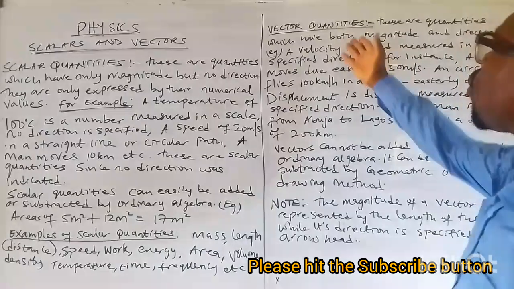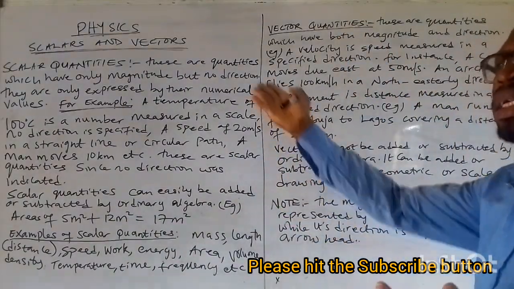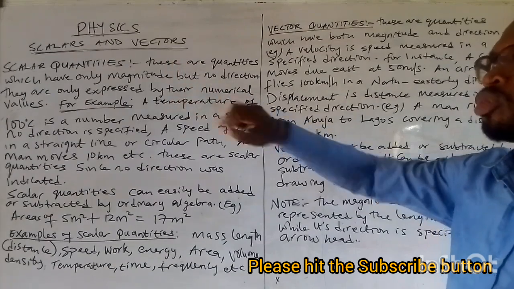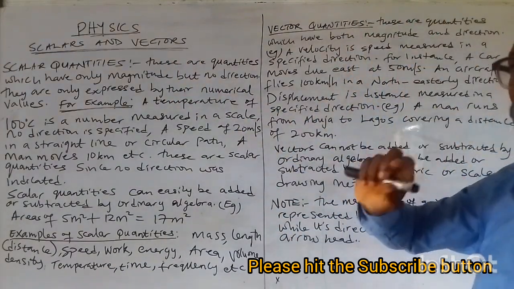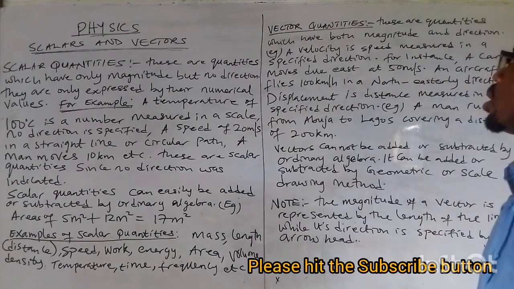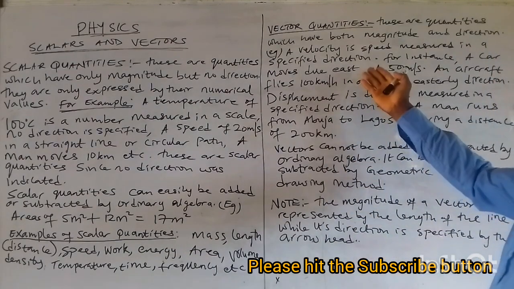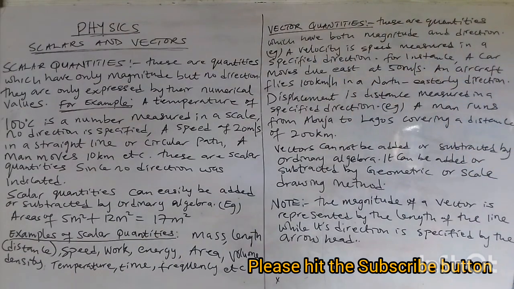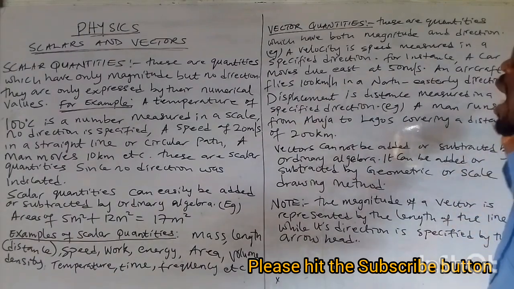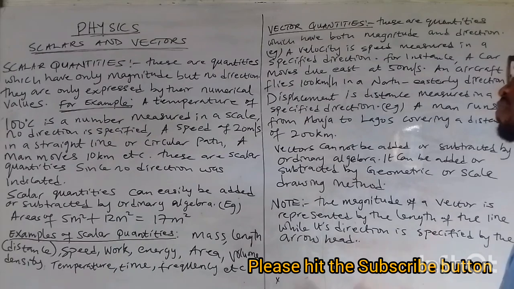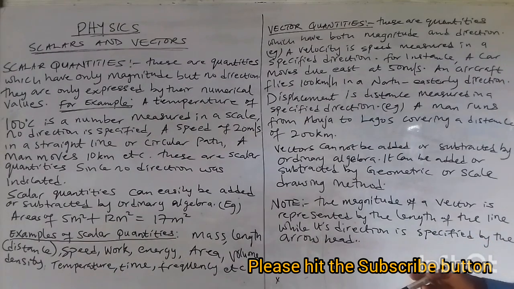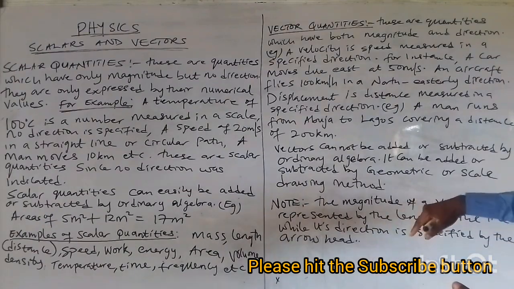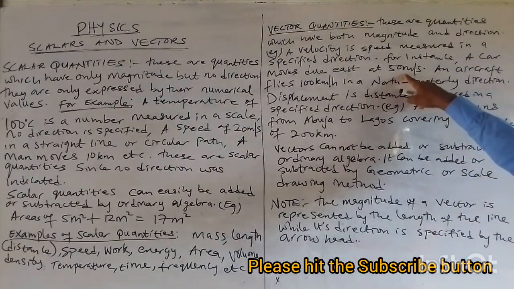Now, on the other hand, we have vectors. Vectors have both magnitude and direction. For example, a velocity is speed measured in a specified direction. For instance, if we say a car moves due east at 50 meters per second, we have given it the direction, which is due east or due north. Now, the magnitude there is the 50 meters per second.